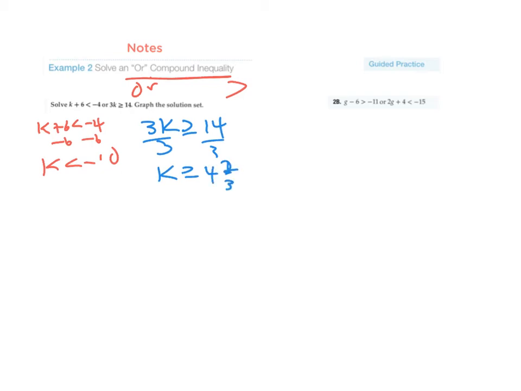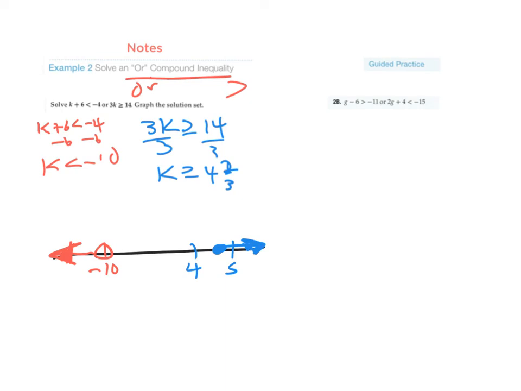So now if I go on my graph, my red graph, I'm going to go to negative 10, which is somewhere here, and it's an open circle, but the graph's going to go to the left because it's less. If I go to the 4 and 2/3, which is somewhere between 4 and 5, it's going to be a closed-in circle, and it's going to the right. So our "or" graphs go in opposite directions, and there's the answer.